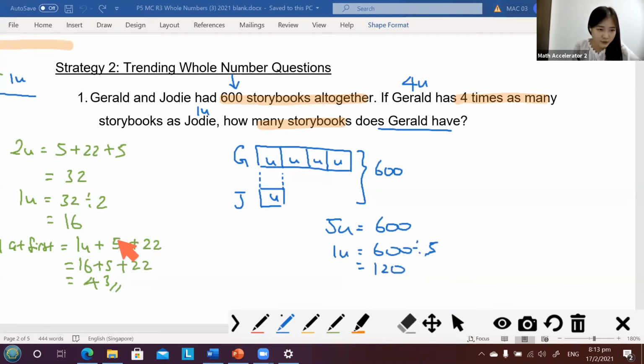I saw some of you put 120 as your answer. That's not Gerald, that's 1 unit. You want to find Gerald, you need to find 4 units. So 4 units will be 120 times 4. Final answer, 480.